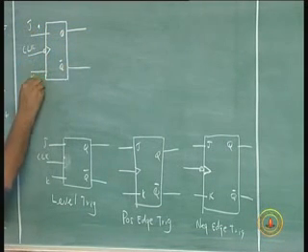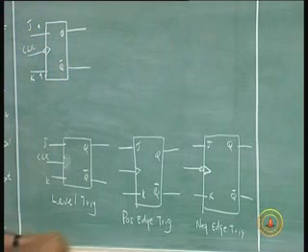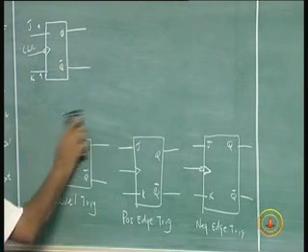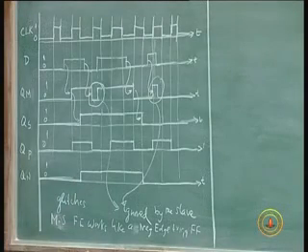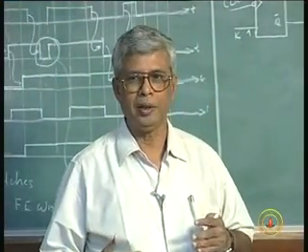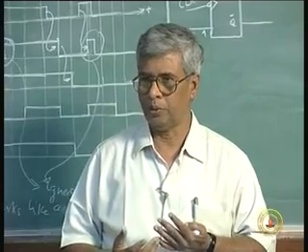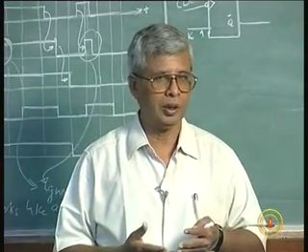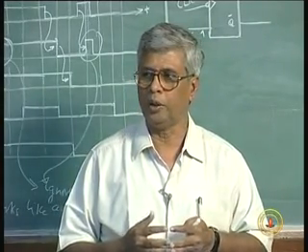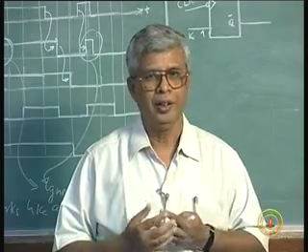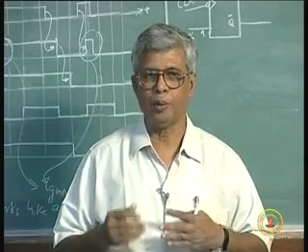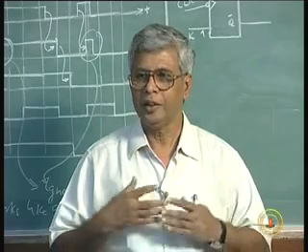And I put J is equal to 1, K is equal to 1. When J is 1 and K is 1, what happens to the output? What does the output do? It toggles. The present output is the complement of the past output. The output during this present clock cycle is the complement of the output during the previous clock cycle, or the output of the next clock cycle is the complement of the output of the present clock cycle. This mode is called toggling mode.